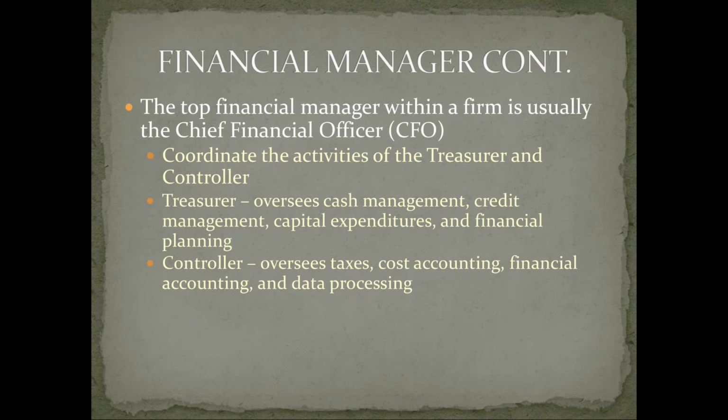So the financial manager, the top financial manager within a firm is usually the CFO, your chief financial officer. So they are trying to answer these three questions. They coordinate the activities of the treasurer and the controller. Well, who is the treasurer and the controller? The treasurer oversees cash management, credit management, capital expenditures, and financial planning.